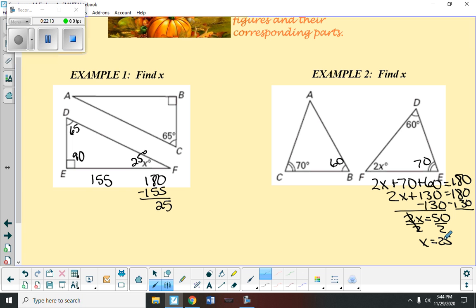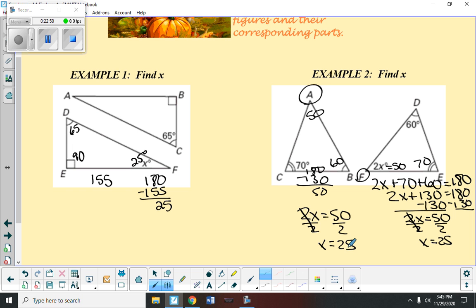The other way you could do it is if you know that these 2 angles, the 60 and the 70, are the same as the 60 and the 70 over here, you would know that angle A and angle F have to be the same by the third angles theorem. So you could just calculate what angle A is. If this is 60 and 70, that's 130. And then 180 minus 130 is 50. That means that this angle has to be 50, which means this angle has to be 50. So 2x equals 50, x equals 25. So that's really 2 different ways you could do that problem.